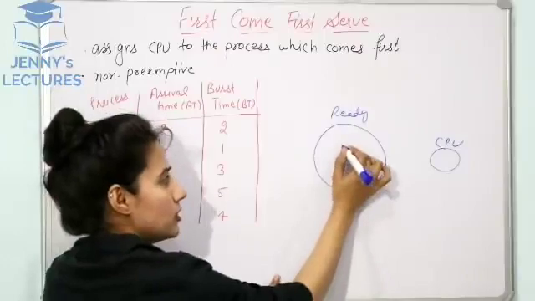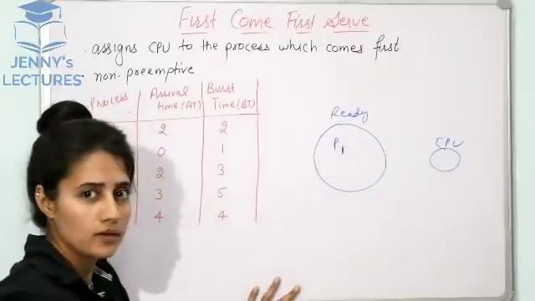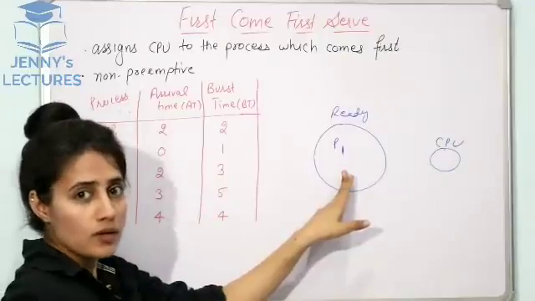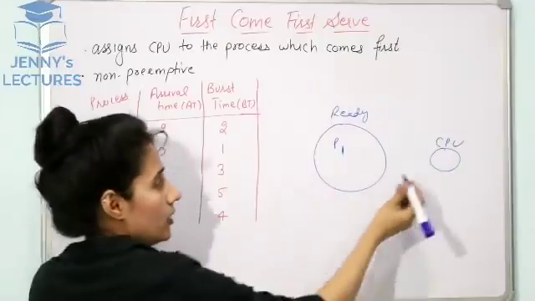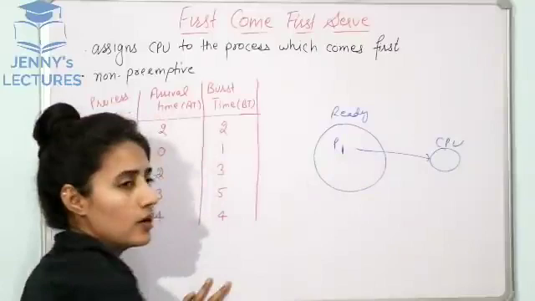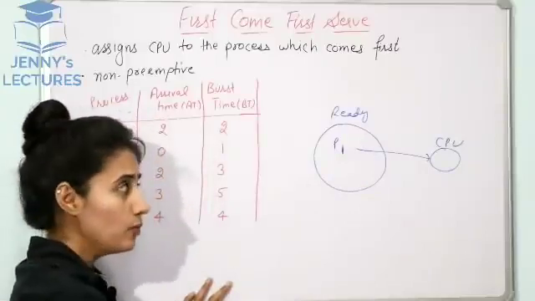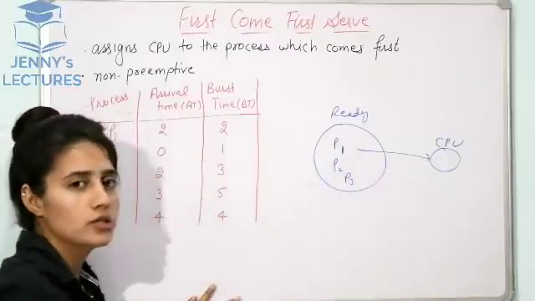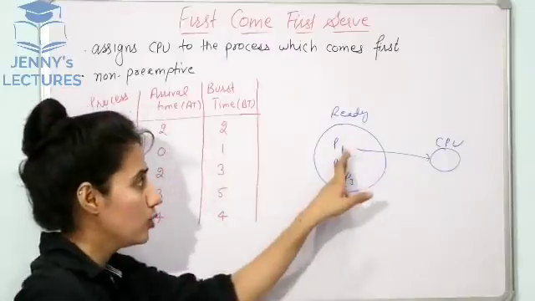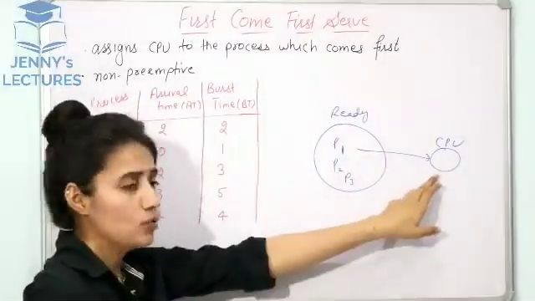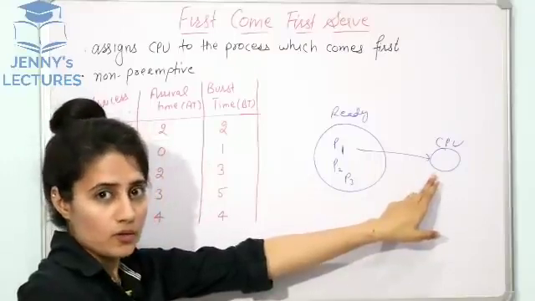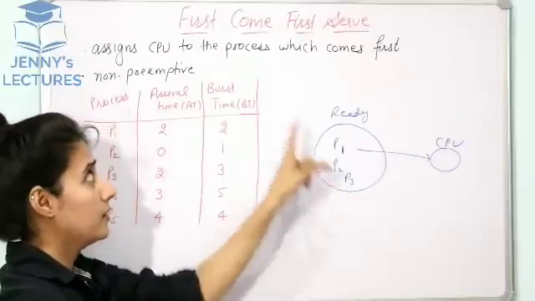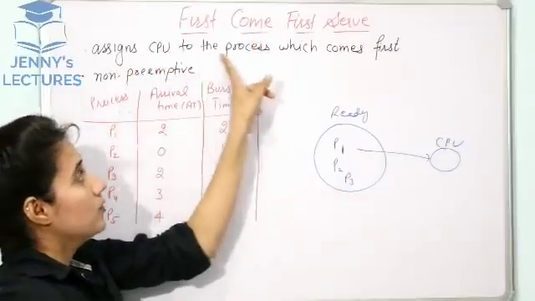And if only one process is there, suppose P1, only one process has arrived in the ready queue, then the decision is what? We can only assign the CPU to this P1. But the problem arises when we have more than one process in the ready queue. At that time, to which process is the CPU to be allocated? That decision will be taken care of by this algorithm on the basis of this rule.